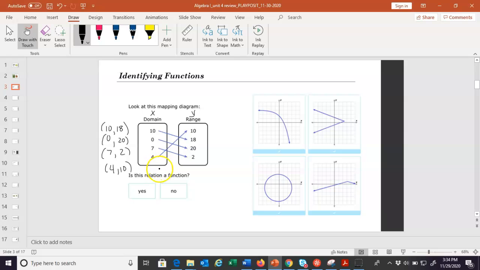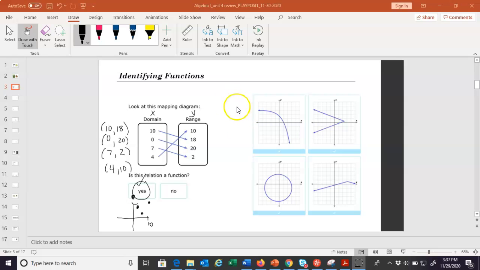So is this particular relation a function? What do you think? Yes, this is a function. Our x values do not repeat. If you were to plot these points on a coordinate plane, we can estimate here. Here's (10, 18), (0, 20), (7, 2), I'm just sort of estimating, (4, 10). You can see that none of these points are on top of each other. If we were to do the vertical line test, that line would not hit that point more than once. So yes, this is a function.